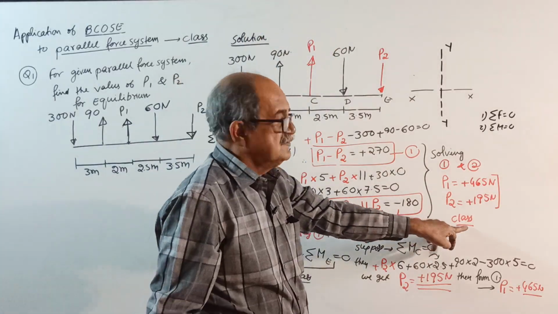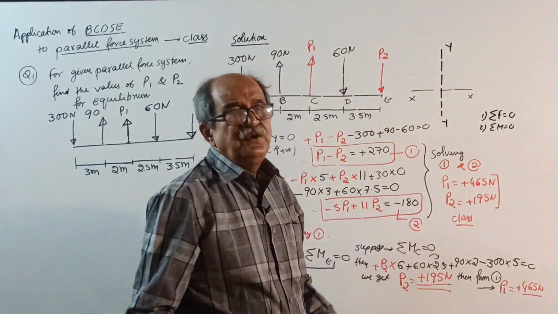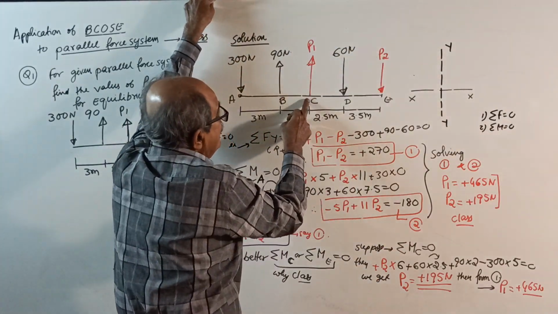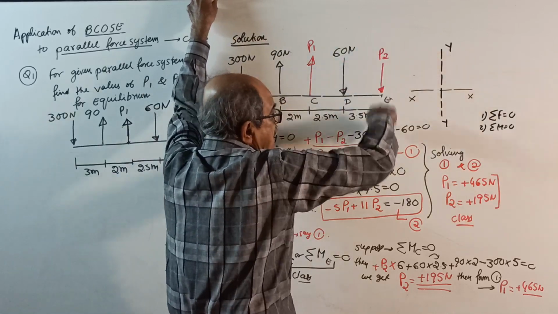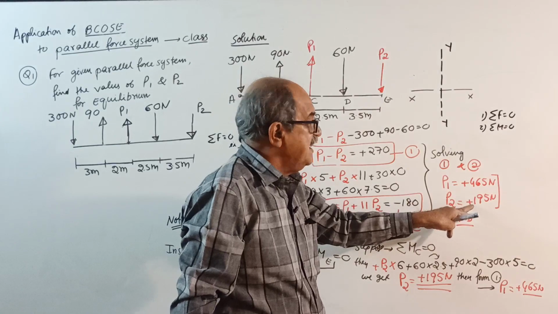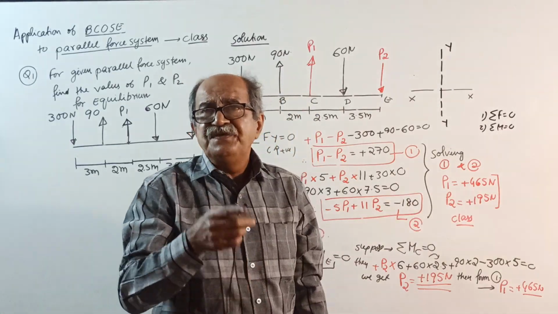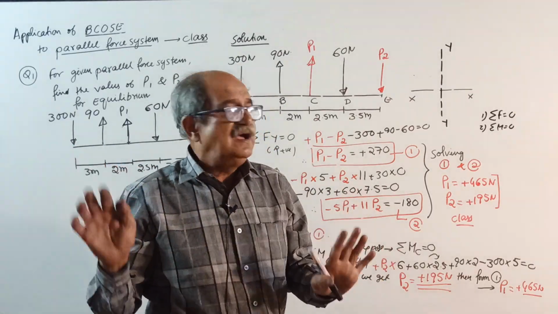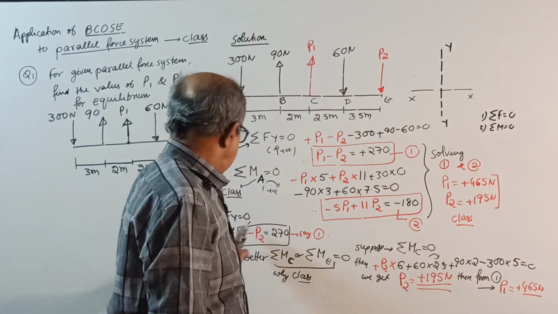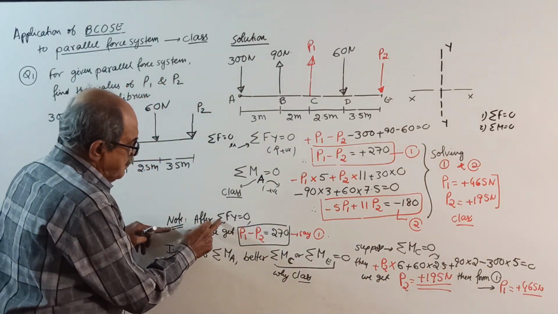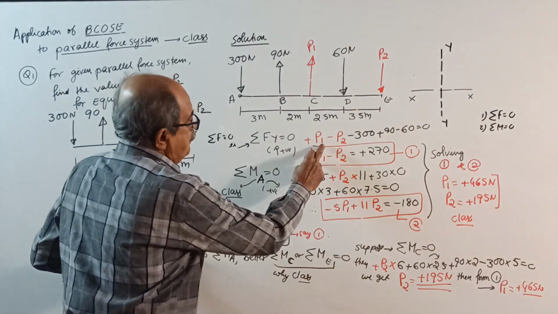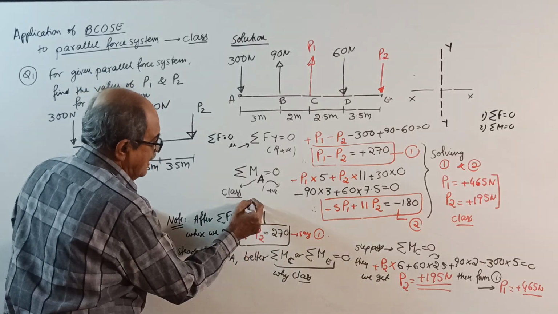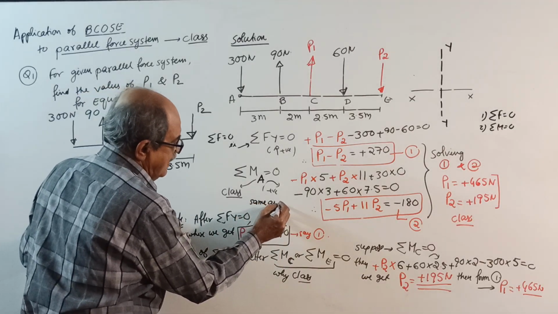Both came positive, means correct. Your P1 is vertically up and P2 is vertically down, because as I told you, a positive sign indicates that the direction you considered for the unknown is correct. Right, over. Note, after sigma Fy equal to 0, you get P1 minus P2 equal to 270, same as earlier.